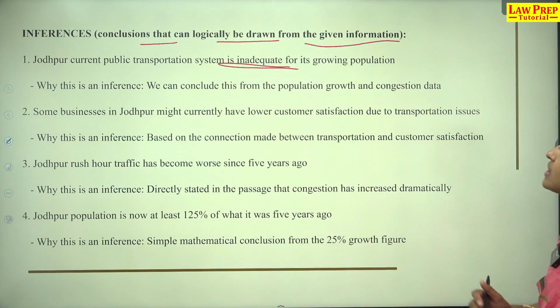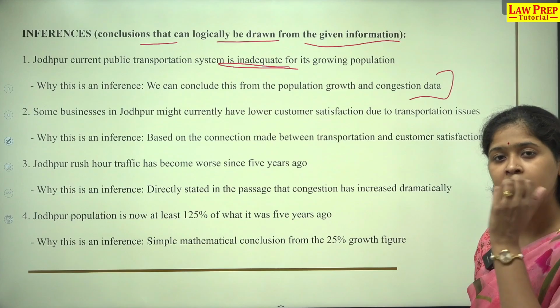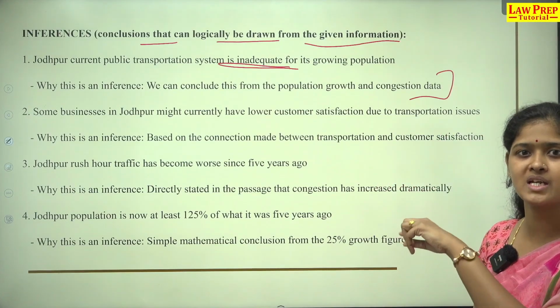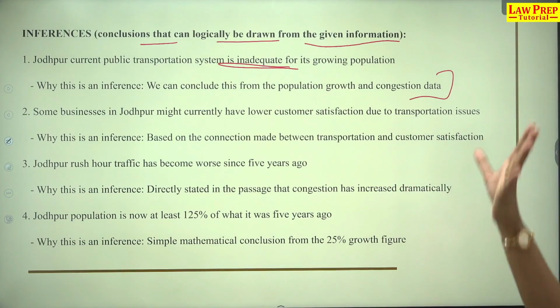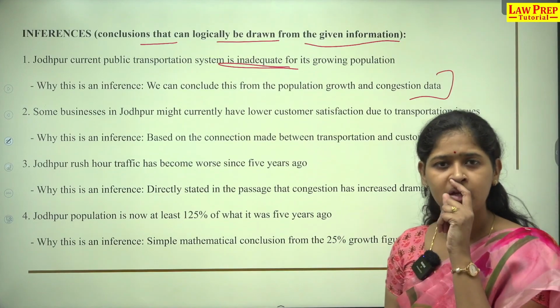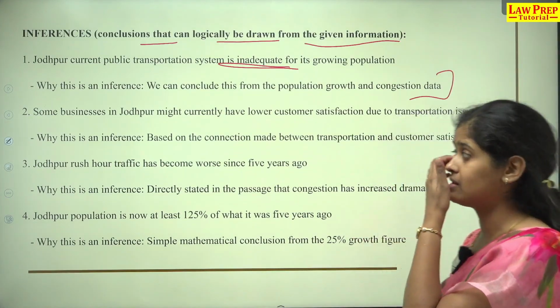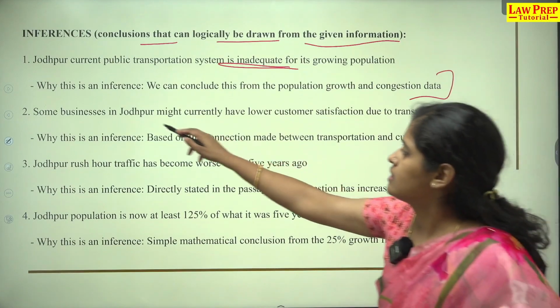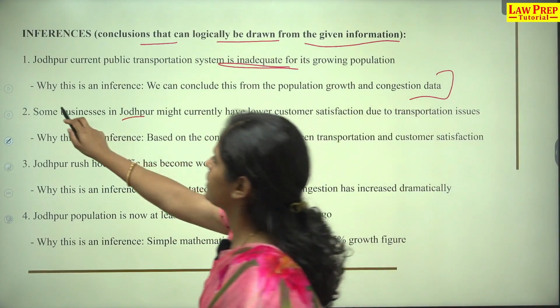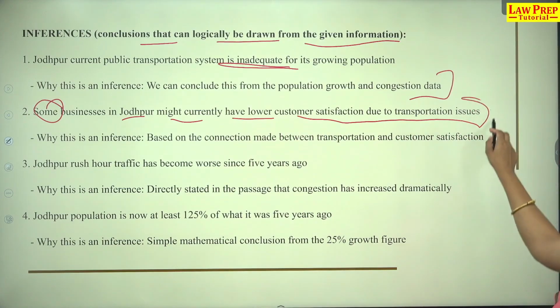And how can we conclude that from the population growth and congestion data? There is that number given, 25% increase, 30% congestion rate. So that means whatever is currently available is inadequate for the growing population. Next, the business line is written, and then the impact is also given that the business satisfaction rate has increased. That means currently the businesses, and only some, right? Some businesses might currently have lower customer satisfaction due to transportation issues.